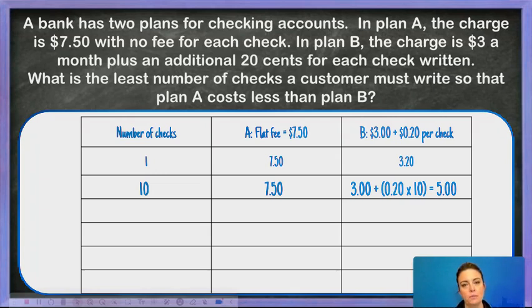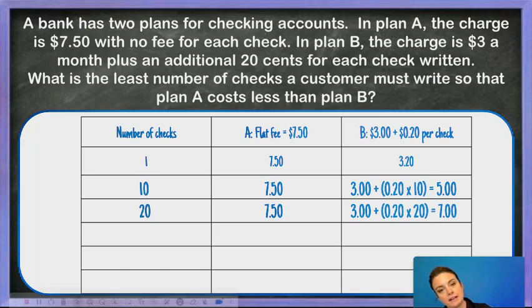Let's double that. What would happen if we got 20 checks? Because I think we're still far enough away from $7.50 with plan B, we should just double it. Go ahead. What would happen? Well, if you had 20 checks in plan B, you have your $3, and then you have 20 cents times 20 checks, right?